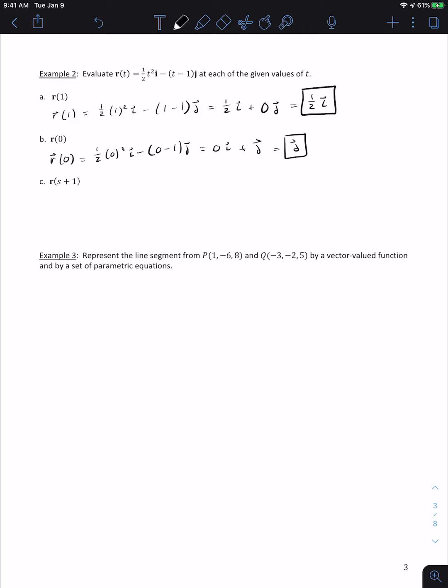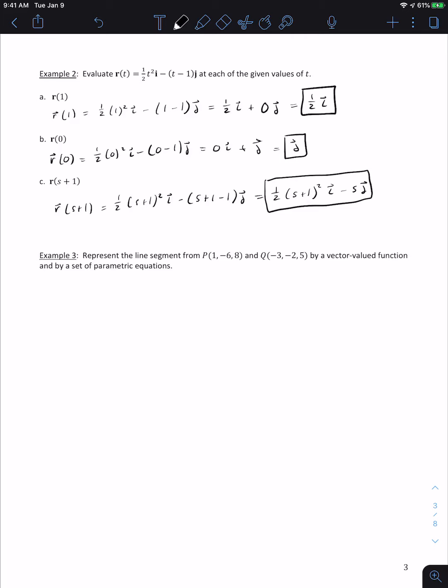What about if I plug in s plus 1? Well, again, this just gets treated the same way. I just plug in s plus 1 for t, so I get 1/2 times s plus 1 squared i minus s plus 1 minus 1 j. So I get 1/2 times the quantity s plus 1 squared i minus s j, which again is just another vector, this time with a different variable s in there.